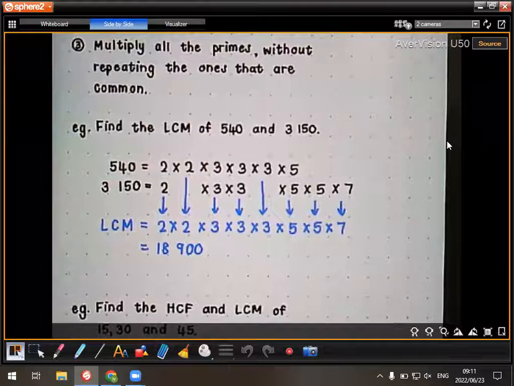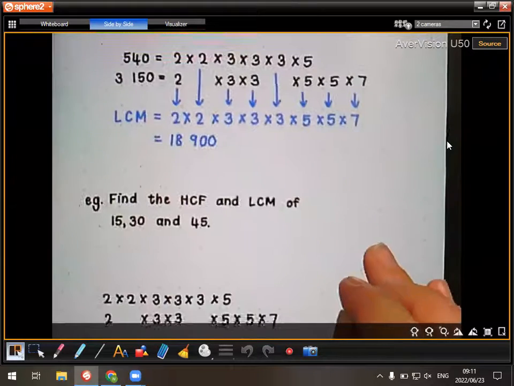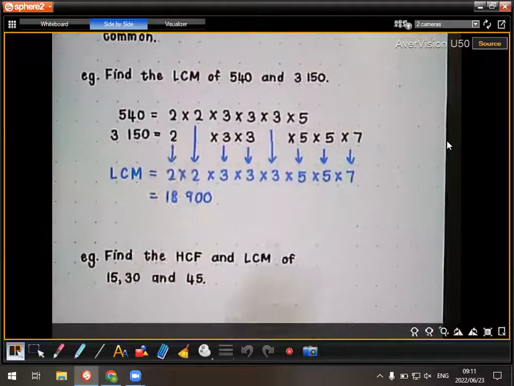Okay, we're going to do more examples now of both of these, of finding the HCF and finding the LCM. So guys, for HCF, you take only the ones that appear, only the common ones. In LCM, you take all of them, but the ones that are common, you don't use twice. All right, we're going to do another example. Find the HCF and LCM of 15, 30, and 45.